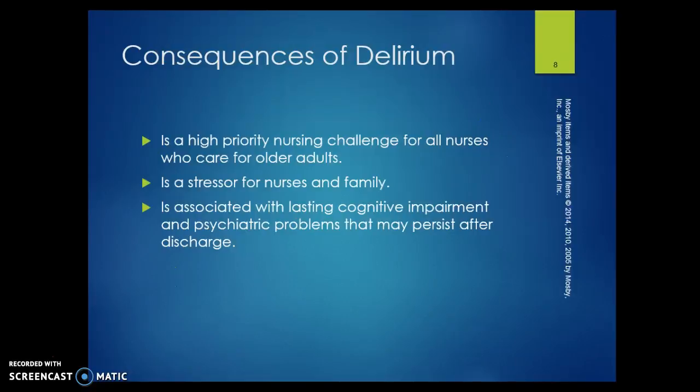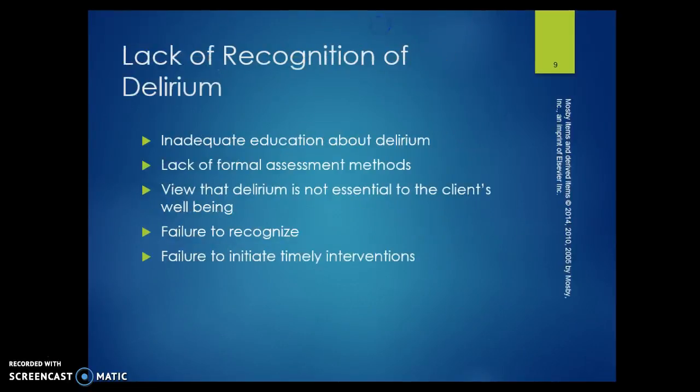So consequences of delirium is a high priority nursing challenge for all nurses who care for older adults. It is a stressor for nurses and families, and is associated with lasting cognitive impairment and psychiatric problems that may persist after discharge. Again, that comes right back to identifying it early and reversing the cause, because if we don't, there can be lasting impairments from it.